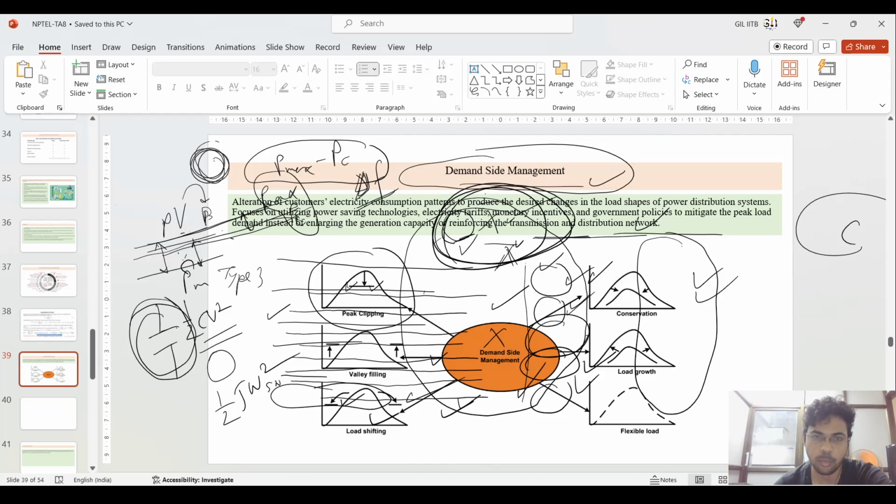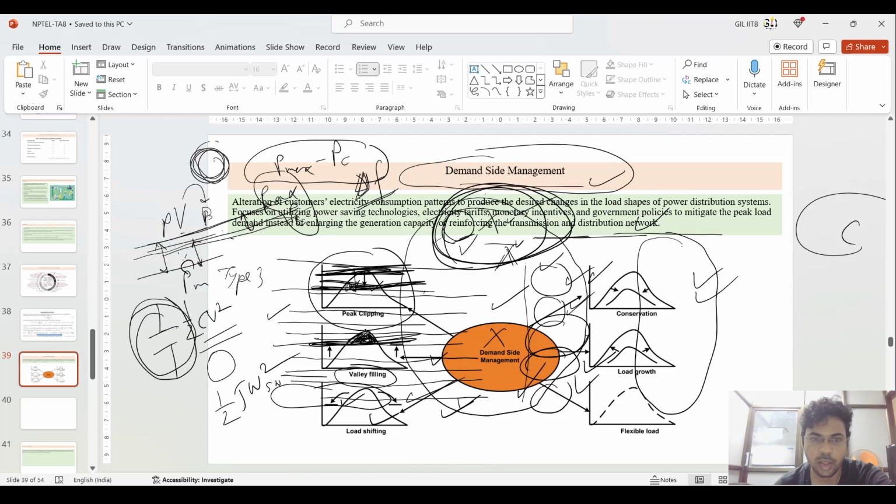First is peak clipping. You have a certain load curve, which means a power versus time curve on a daily basis. This is a daily load curve. Two peaks are mainly observed, the morning peak and the evening peak. By certain management methodology, if you decrease the peaks occurring in the morning and the evening, that is peak clipping. Now you are operating at this point, not the P max point.